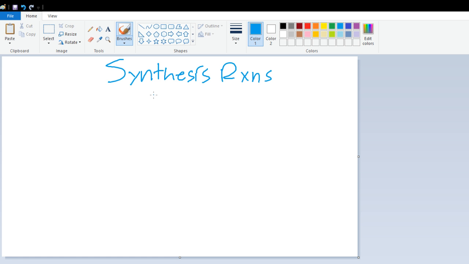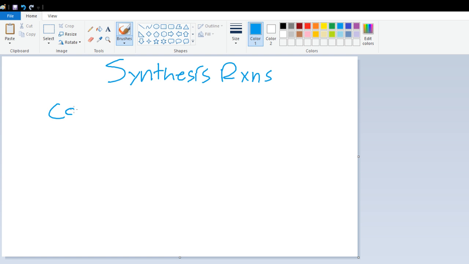Now, in synthesis reactions, the metal carbonate, metal sulfite, and metal hydroxide reactions are exactly the same, except they're reversed. Same thing with the parts into a compound, and the oxyacid and non-metallic oxide. It's all the same, just reversed.